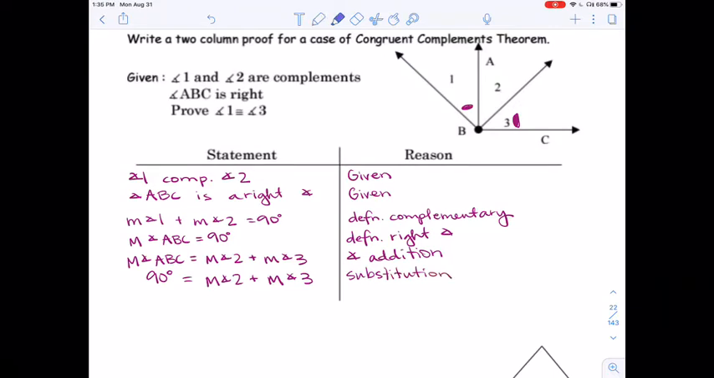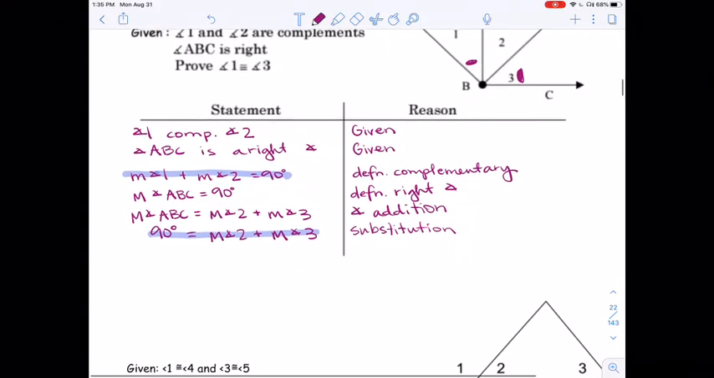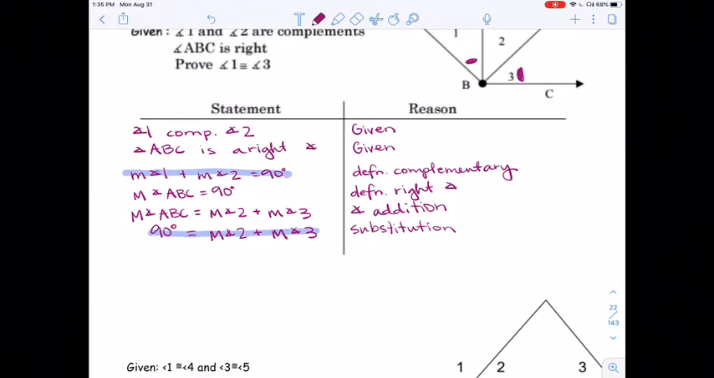And now I'm going to highlight here, if I have this is equal to 90 and this is equal to 90, then I can set those two equal to one another. So the measure of angle 1 plus the measure of angle 2 is equal to the measure of angle 2 plus the measure of angle 3. You could say transitive or substitution.